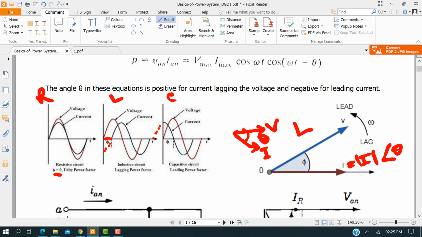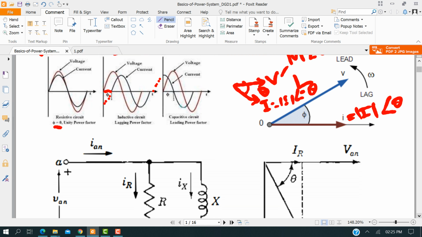It can be expressed as V at 0 degree reference, and I at minus theta. So both phasor diagrams are the same. Here the voltage is the reference, there the current is the reference, but in both cases the current is lagging.